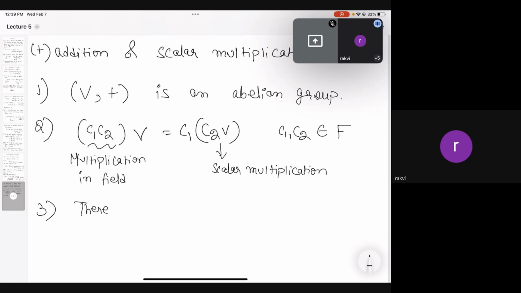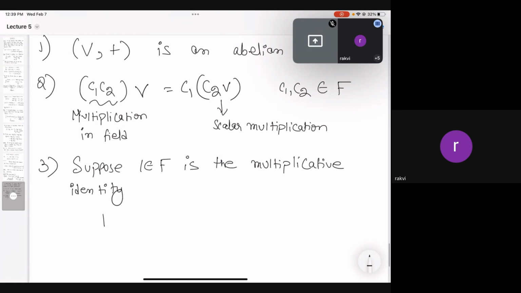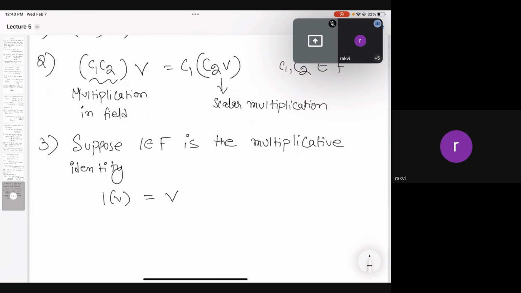And then there is an identity element. There is always an identity element of F, 1. Suppose 1 is the multiplicative identity, then if I take that multiplicative identity and multiply it with any vector, I should get back that vector itself. That's another thing I want. So basically these two things.